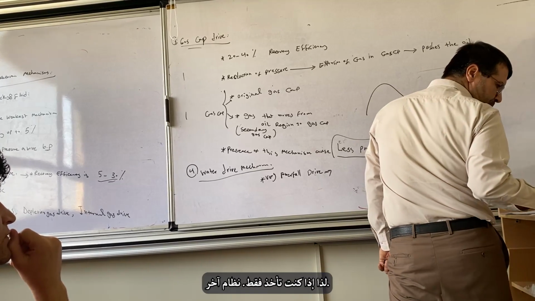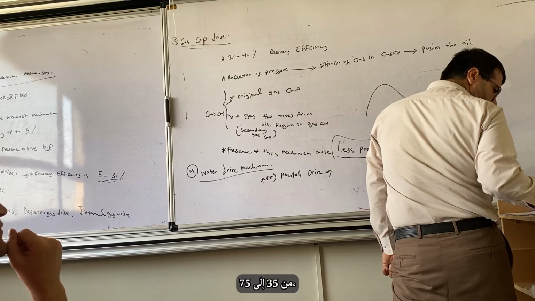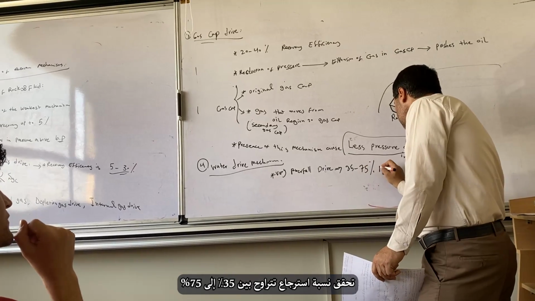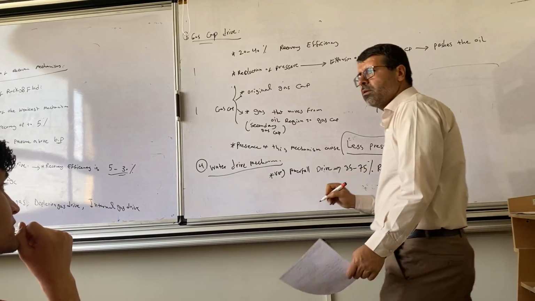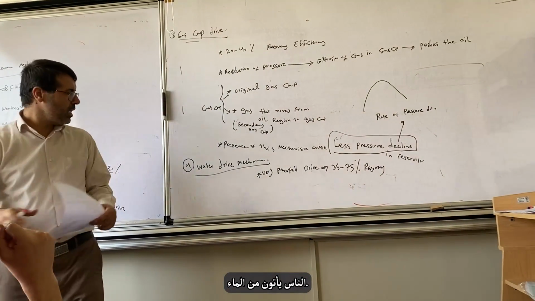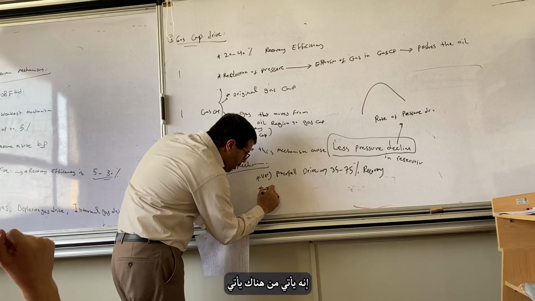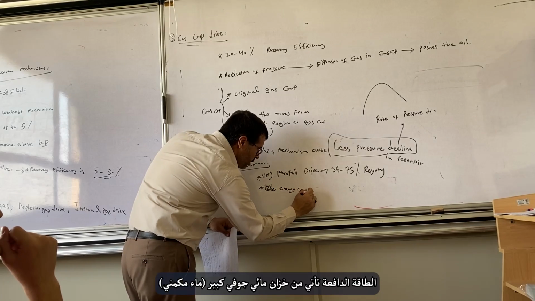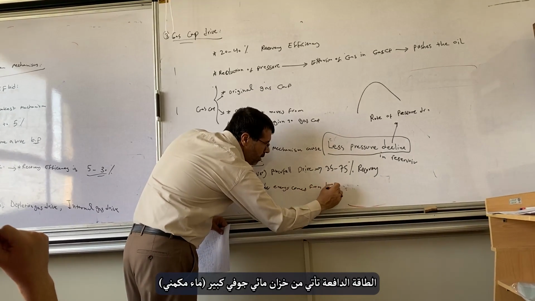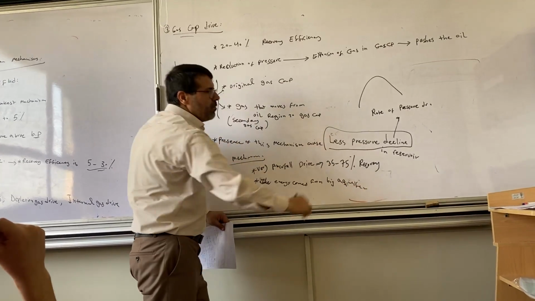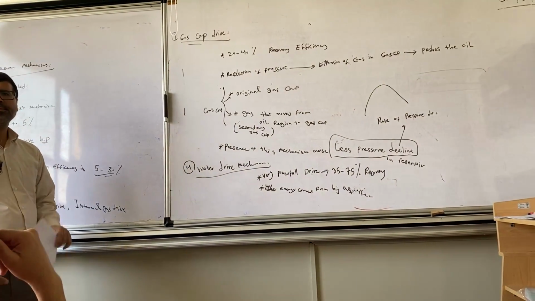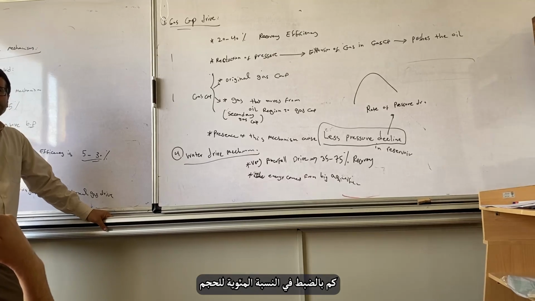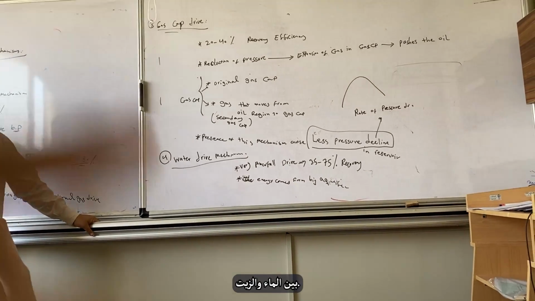So if you just check the number, 35 to 75% of recovery. Very powerful. It comes from water drive. Exactly. The energy comes from the big aquifer below the reservoir. Doctor, you said we have a lot of water inside the reservoir. How much in percentage volume between water and oil?